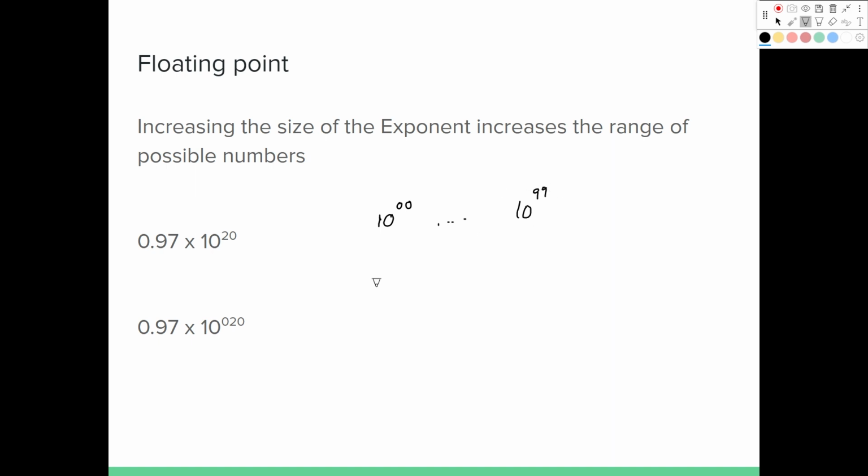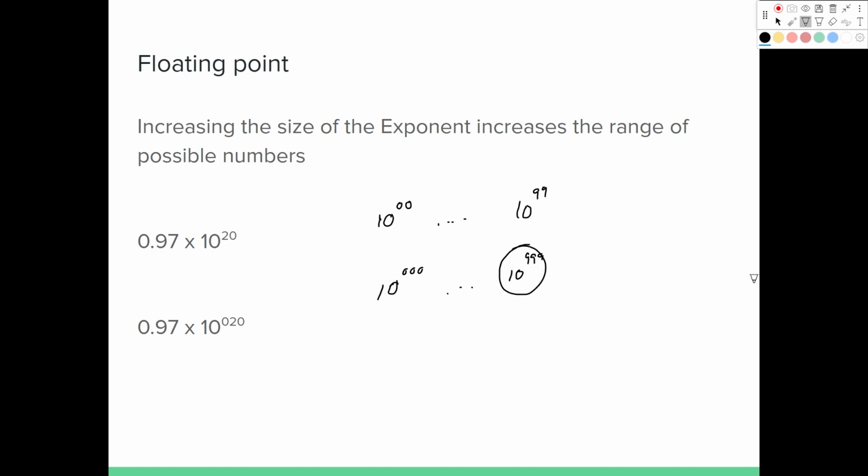But if you had 3 digits for your exponent, 10 to the power of 0 is still your lowest number, but it can go all the way up to 10 to the power of 999. Now, I think you'll agree that the range of numbers that you can represent here has increased significantly just by adding one extra digit here. So the size of the exponent changes the range of possible numbers. This is a much larger range, this 3-digit variety here.